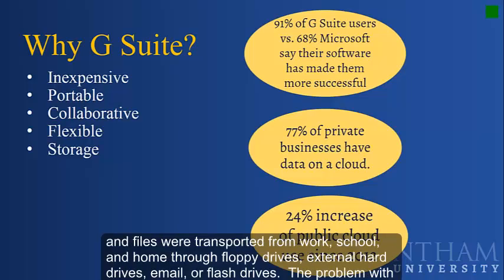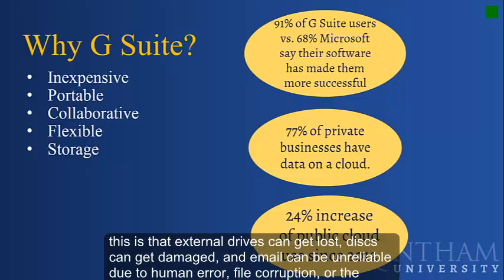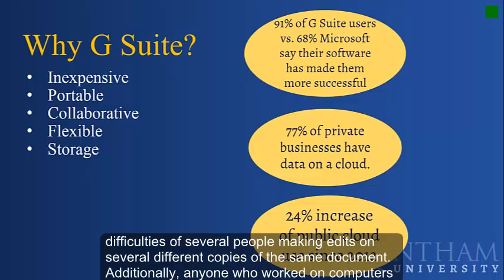For those of us who worked or went to school prior to the mid-2000s, our work was usually done at one specific computer, saved on that computer, and files were then transported from work, school, and home through floppy drives, external hard drives, email, or flash drives. The problem with this is that external hard drives can get lost, disks can get damaged, and email can be unreliable due to human error, file corruption, or the difficulties of several people making edits on several different copies of the same document.